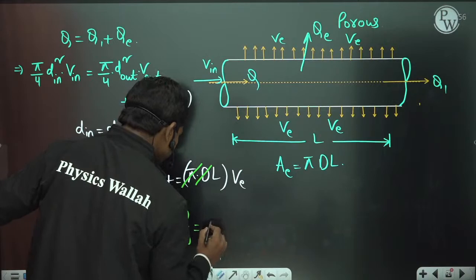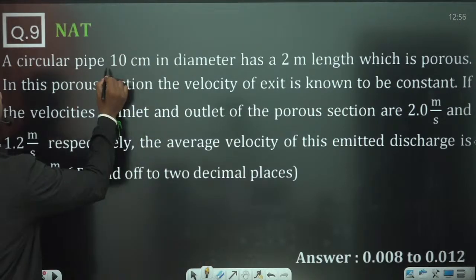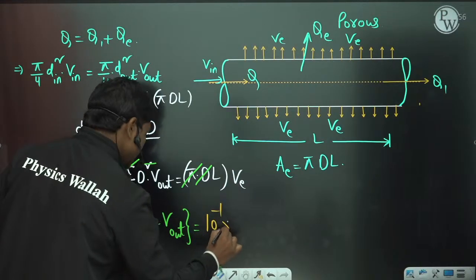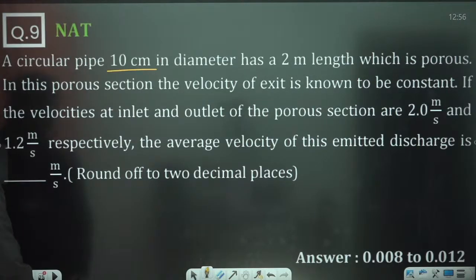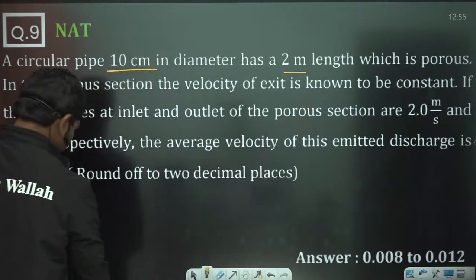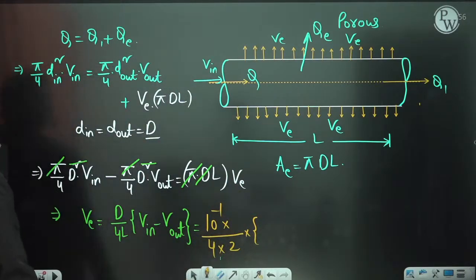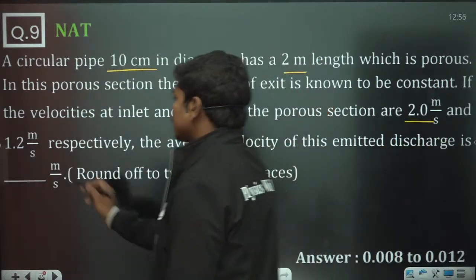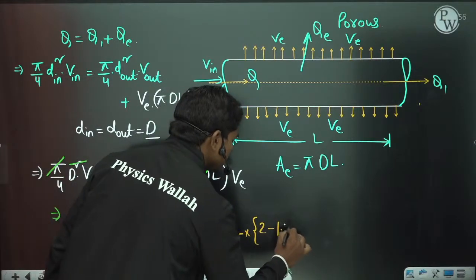So if you simplify, I think all the values are given directly. What is the diameter of the pipe here? The pipe has 10 centimeters diameter, means 10 to the power minus 1 meters, divided by 4 times the length. What is the length here? Length of the pipe is 2 meters, multiplied with V in minus V out. So V in at the inlet is 2 meters per second, and at the outlet it is 1.2 meters per second. So 2 minus 1.2. So this is what you have.